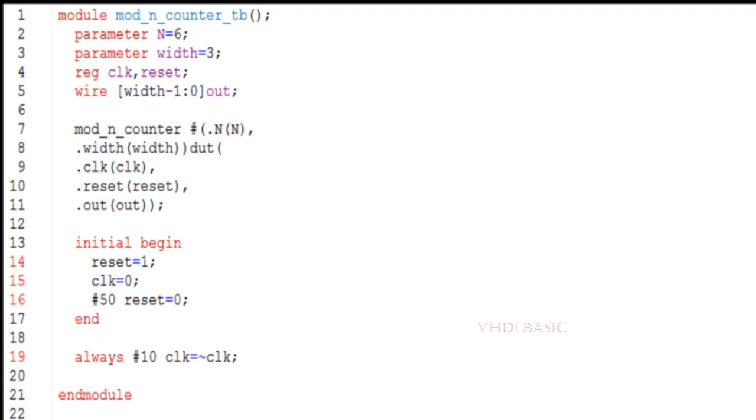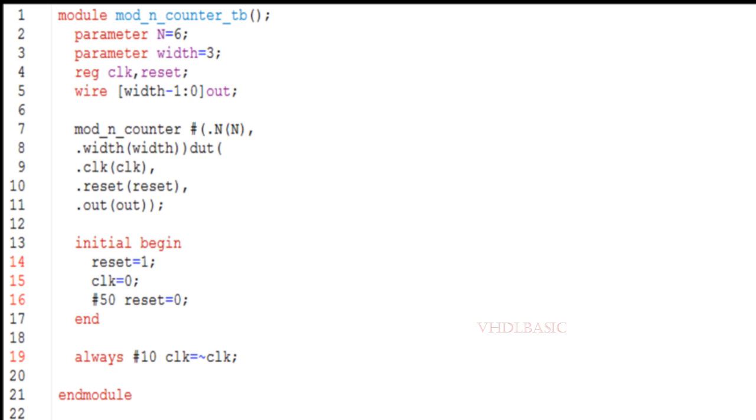If you see the test bench of this particular mod-n counter, I am declaring parameter n equal to 6 and width is 3. Since counting 0 to 5 requires 3 bits, I am using width as 3. So the output is width minus 1 down to 0, which means 2 down to 0. It has 3 bits.